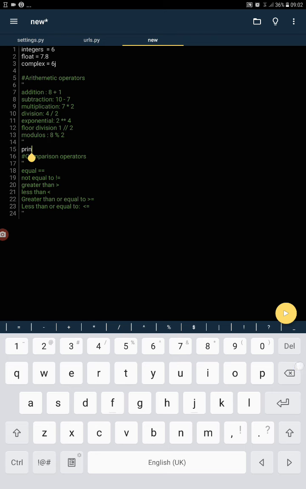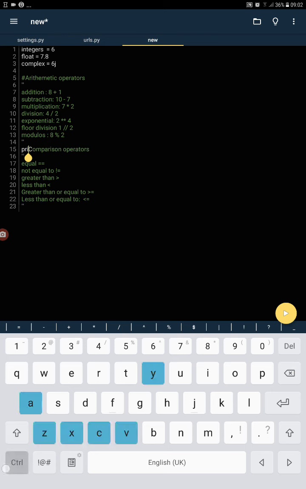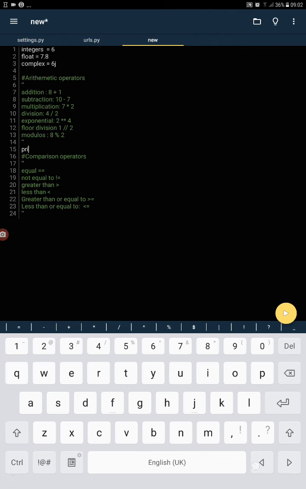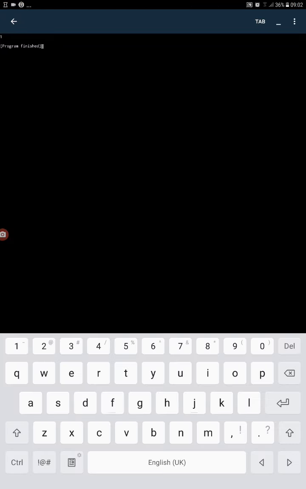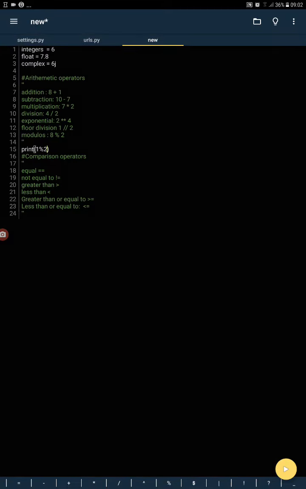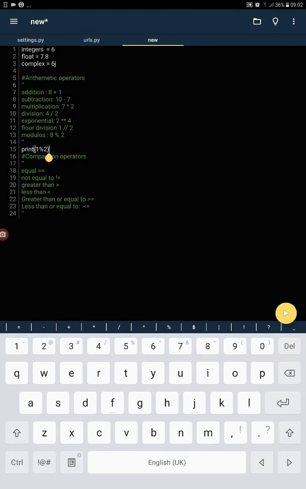And then you have modulus. What do you get with this modulus? The modulus gives remainders. So if we print 1 modulus 2, when you do 1 divided by 2, you get 0.5, which is remainder 1. So you see, modulus gets you the remainder of the division that just occurred. 1 minute. So yeah, that is what it is.